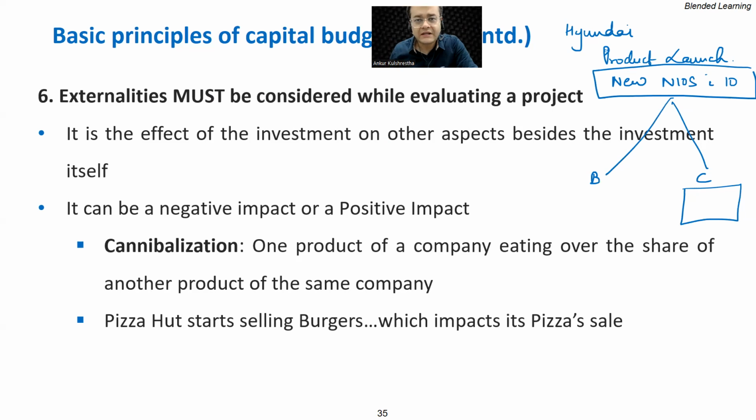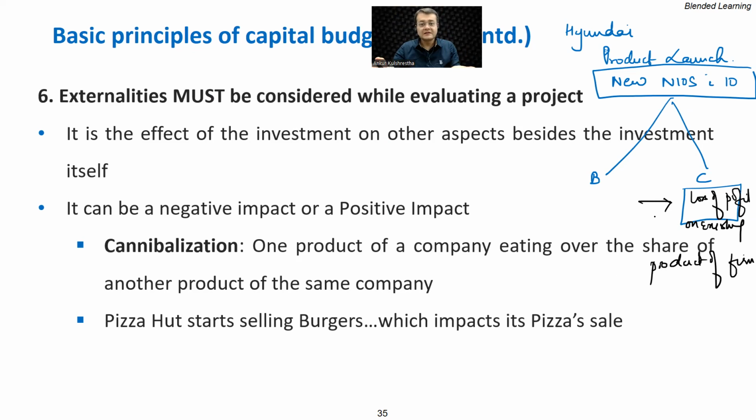So think about it. If I would anyway have bought a Santro, but I am now not going to buy a Santro but buy a new i10, that means the sale and the profit of that Santro is going to go down. And therefore, while I'm evaluating the decision to launch my i10, I have to also look at the loss of profit on existing products of the firm.